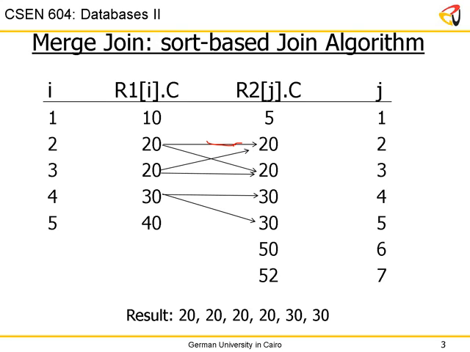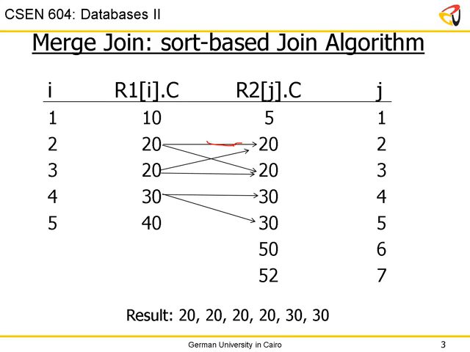What we're going to do is have these pointers I and j that are both initialized to 1. As you see at the far left, I goes from 1 to 5, and j, at the rightmost column, goes from 1 to 7. I goes from 1 to 5 because we have 5 rows in R1, and j goes from 1 to 7 because we have 7 rows in R2.